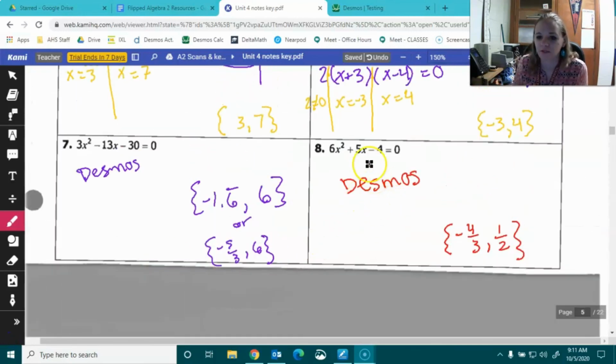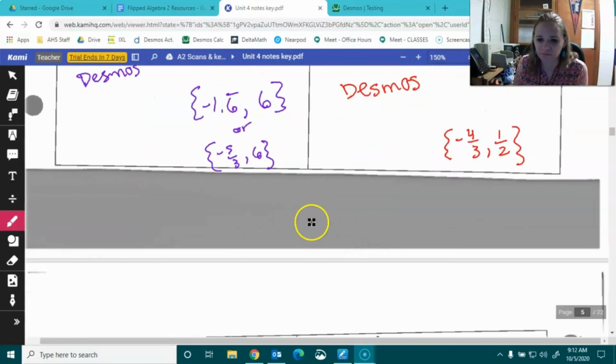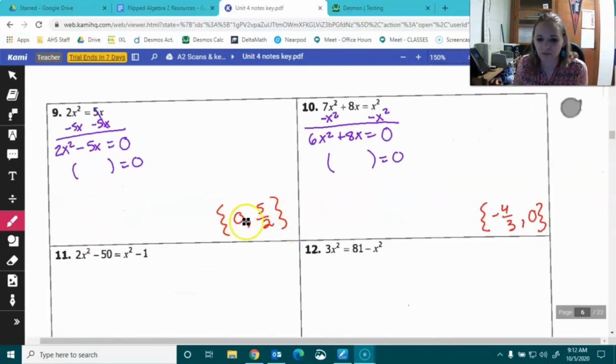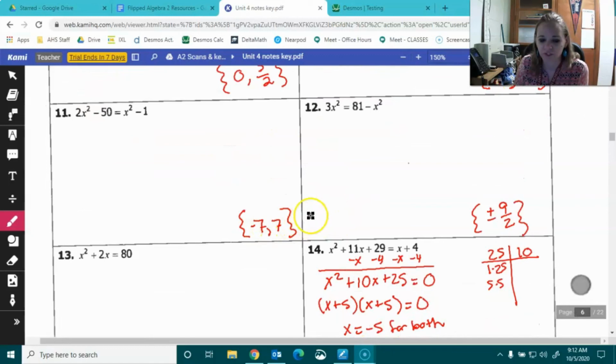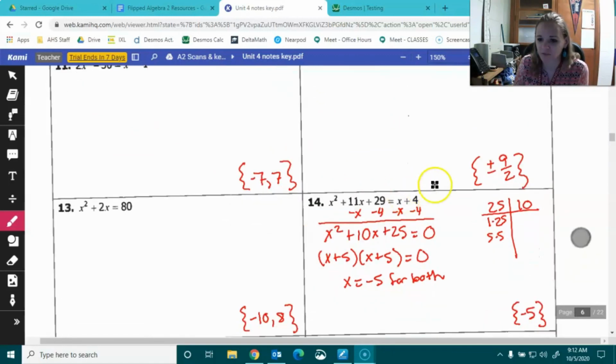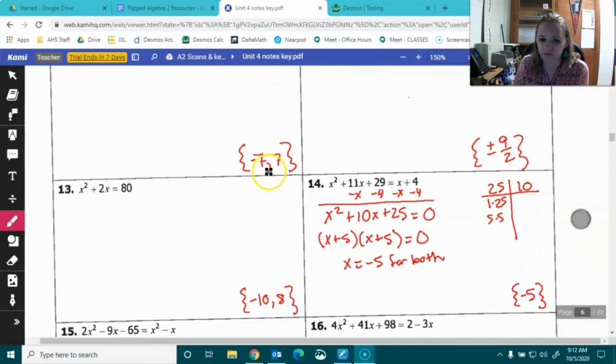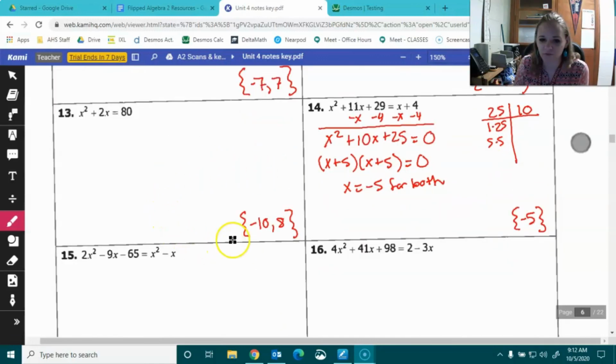So number 8, if you do that in Desmos, that's fine. You get negative 4/3 and 1/2, or this is 1 1/3. Negative 1 1/3. Number 9, 0 and 5/2, and that's the same thing as 2 1/2. Number 10 is negative 4/3 and 0. Number 11 is negative 7 and positive 7, or plus minus 7. Number 12, plus and minus 9/2. Number 13, negative 10 and 8. Number 14 is negative 5.